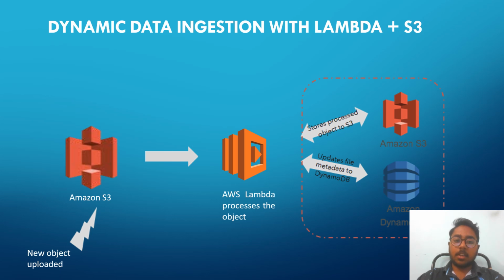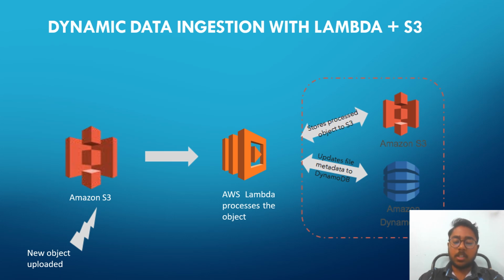Dynamic data ingestion with AWS Lambda plus S3. In this, I kept the process flow. What happens when Lambda and S3 combine? A new object is uploaded. Object means the storage. Which is uploaded in the S3.